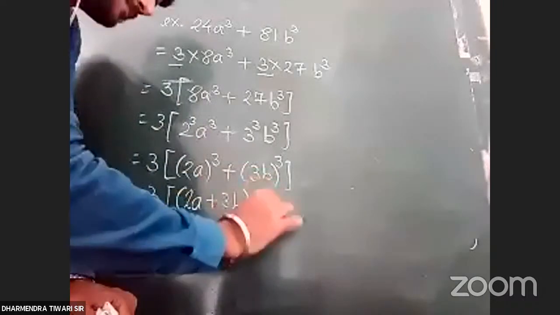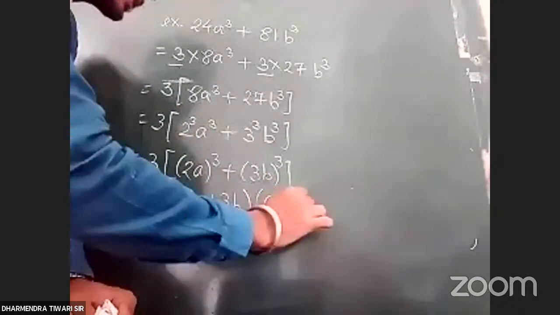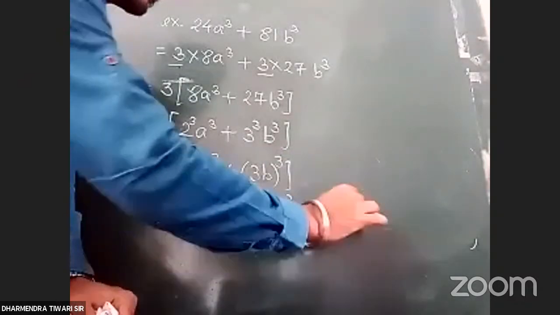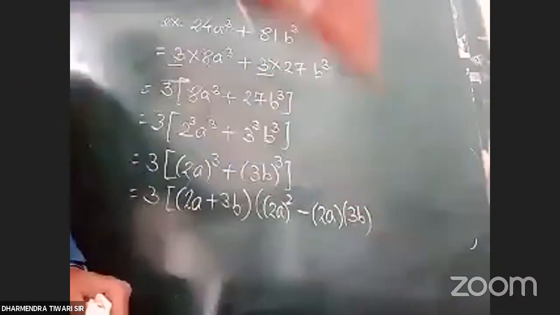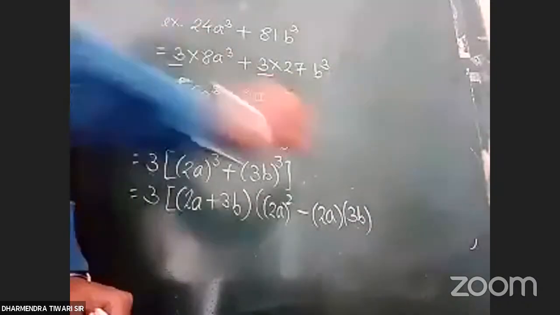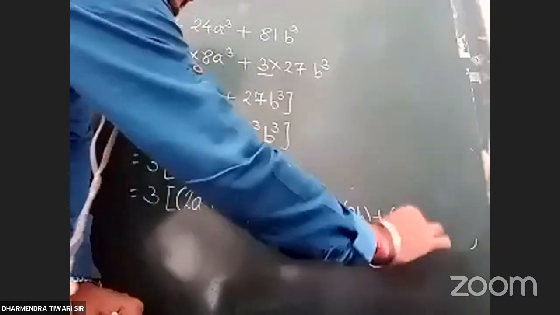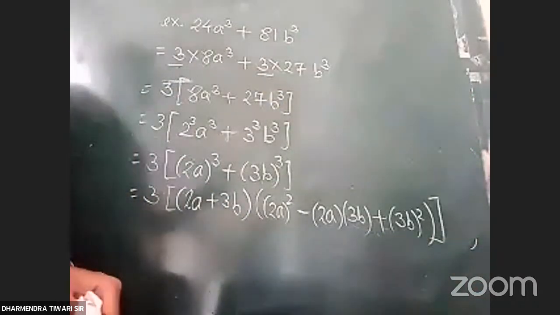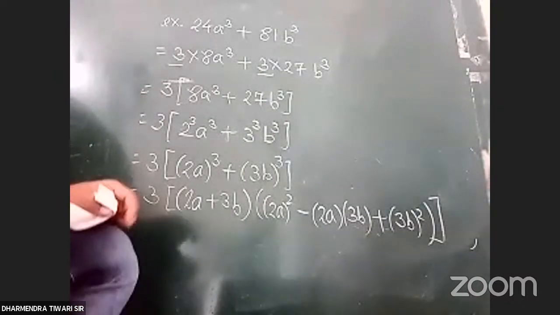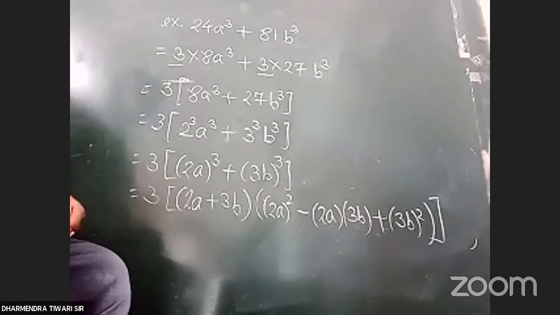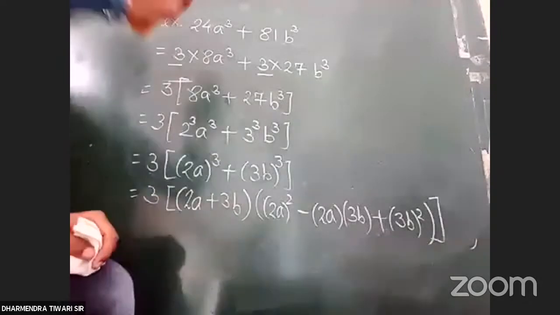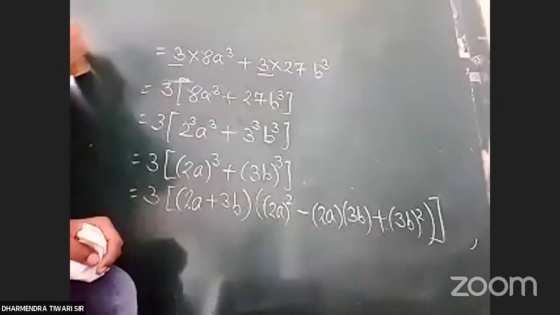and in the bracket, (2a) square minus 2a into 3b plus (3b) squared. After taking the bracket, I have to take a square bracket. This separates it from 3. Hope you have understood this. I will write this, and I write that step.